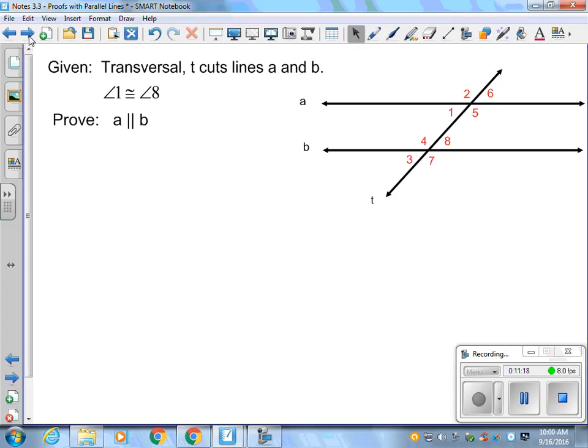In this question, we're given something a lot different. So we want to look at starting with angles and going back to parallel lines. I'll give you a minute to get all that down.